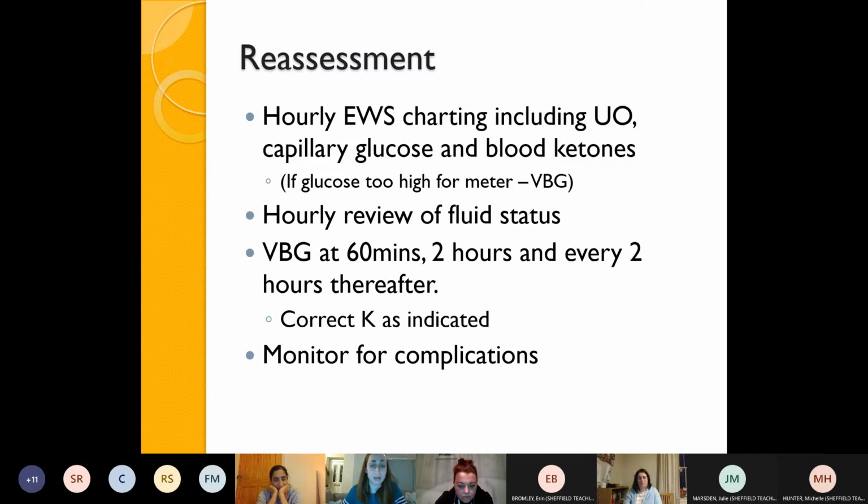We need to be doing the capillary glucose and blood ketones every hour at first, and keeping on reviewing the fluid status because we're giving them a lot of fluid. VBG is for their potassium, and it may need doing more frequently if the capillary glucose is too high for the meter. So we're keeping an eye on these people very closely.